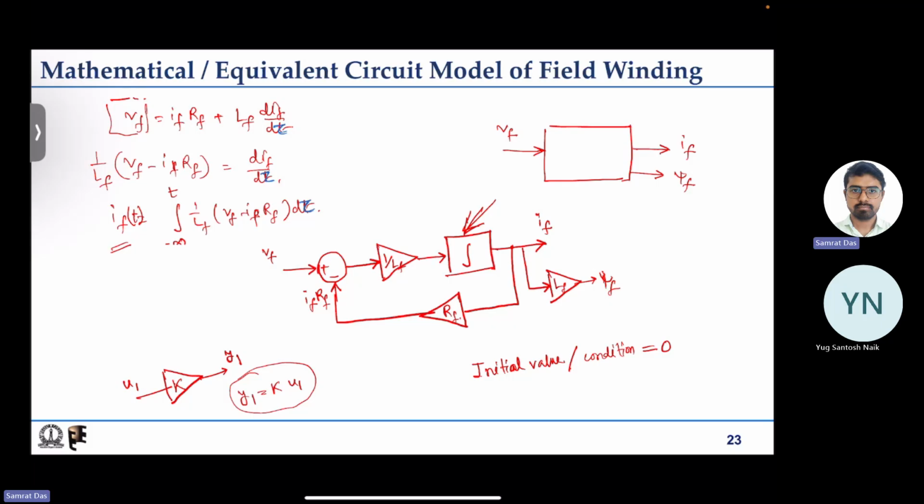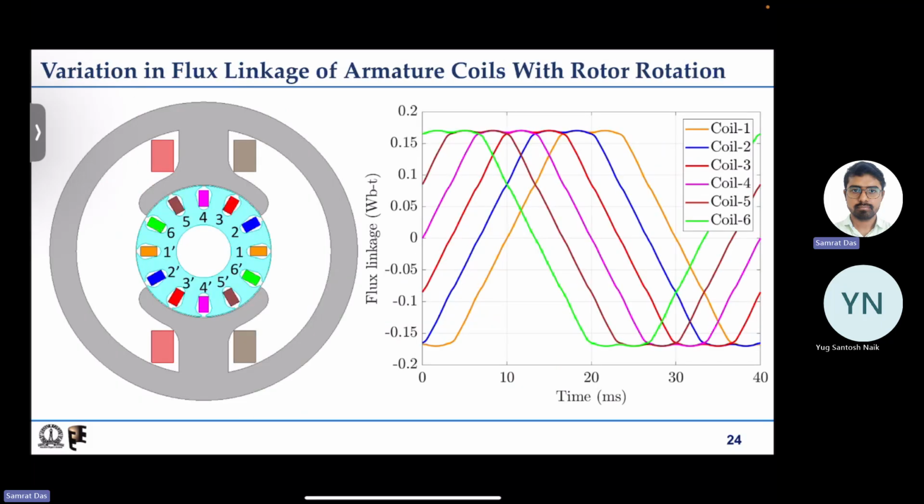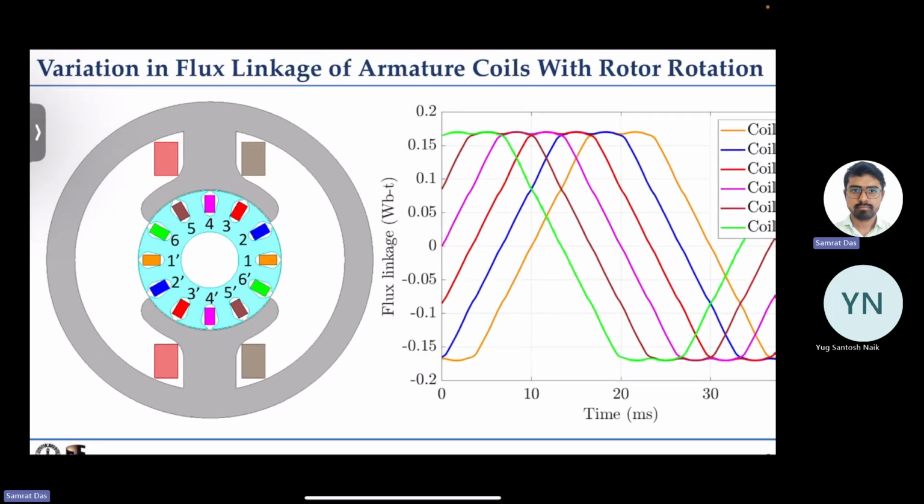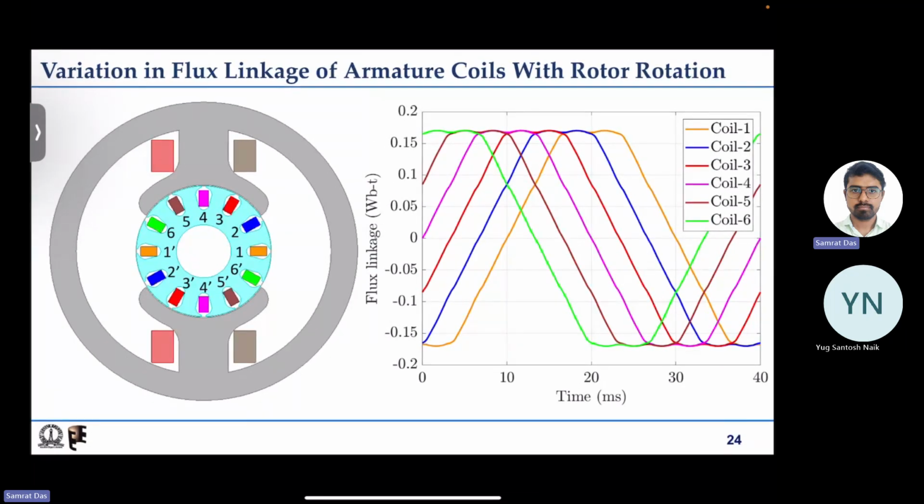Now next we will go to the armature coil, and how the flux linkage of armature coils varies with rotor rotation. The assumption is that the field winding is always excited with some constant current, so that is also having some constant flux linkage, but we are having so many different coils. We have this coil 1 indicated by orange color. Say this one side is of dot polarity, another one is of cross polarity.